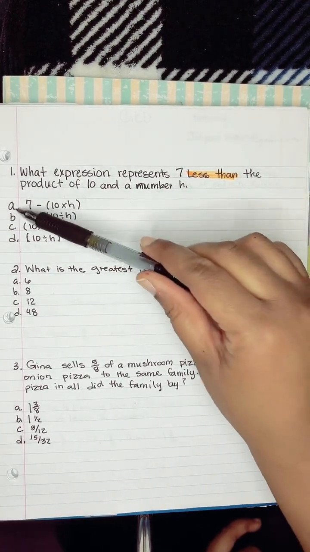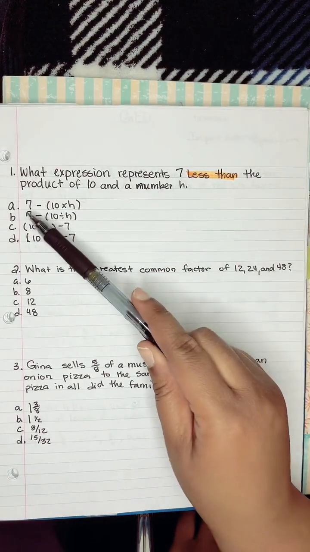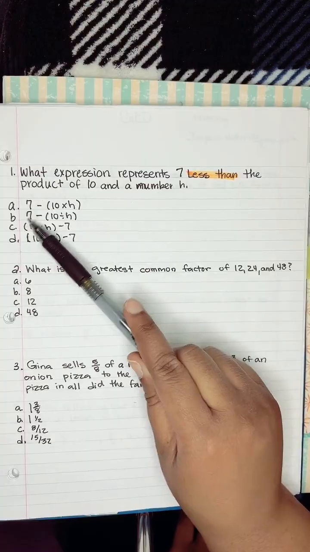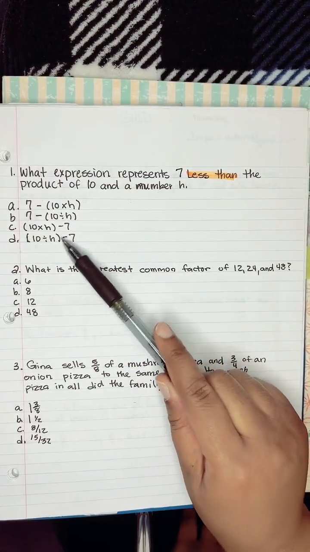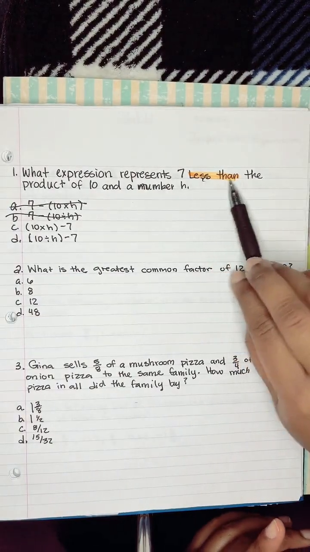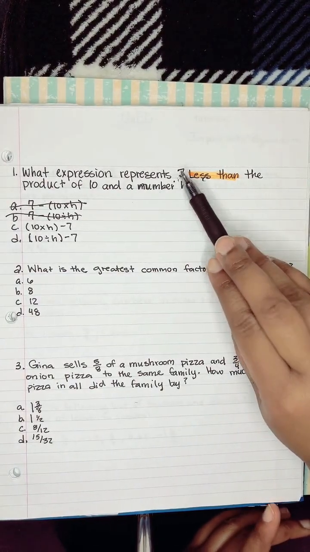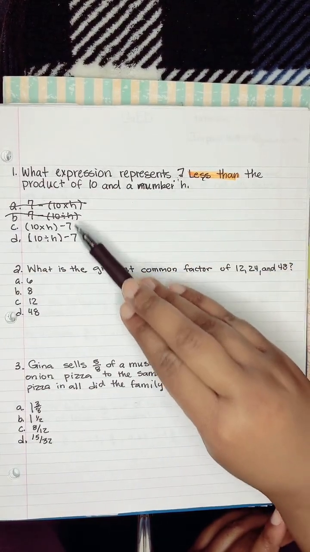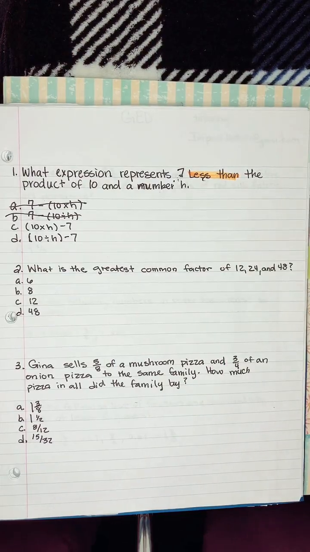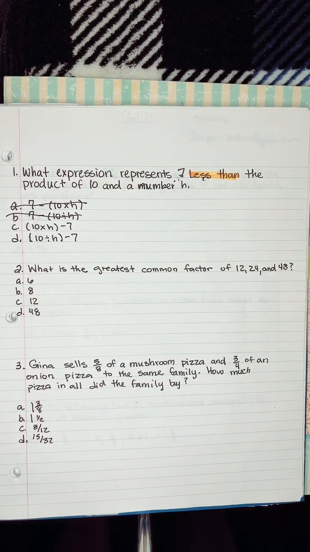A and B are totally out because this is 7 minus. See, in order for it to be 7 less than, 7 has to come after the minus sign. So just by us knowing the less than verbiage, that this 7 is going to be last, that helps us narrow it down to a 50-50 chance. Any questions just on that part? Good. So we have C.